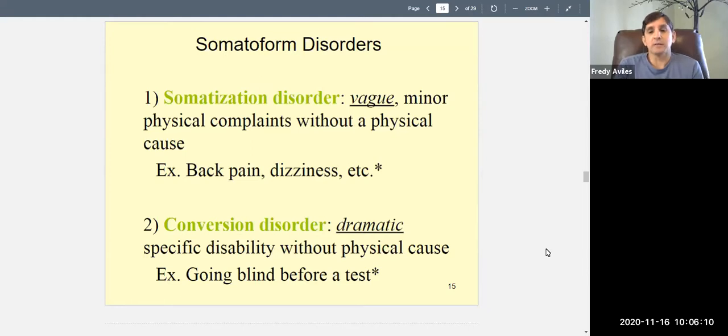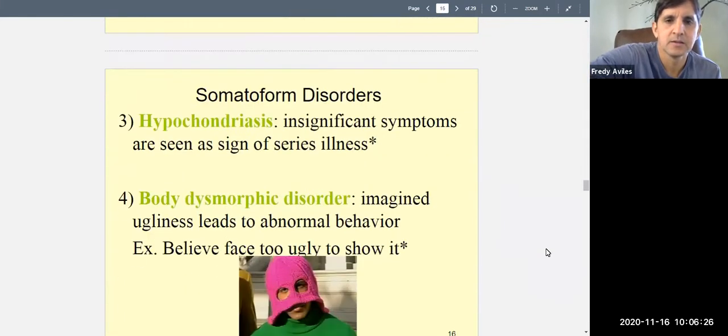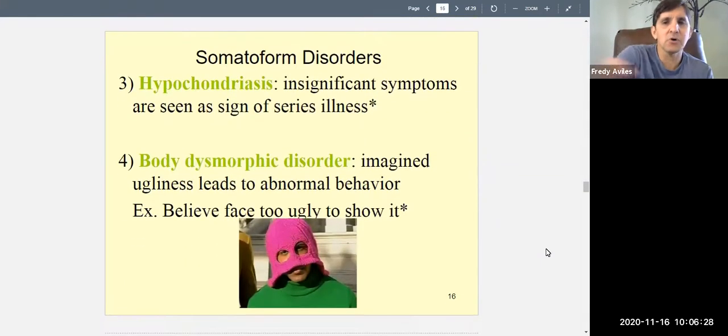There's nothing wrong with them, but their mind kind of makes them believe that, and then they can't walk, they can't move, they can't see, right? That's conversion disorder. So notice it is more dramatic, more specific. Somatization disorder is more vague. Otherwise, it sounds similar. Other types over here, there's also hypochondriasis.